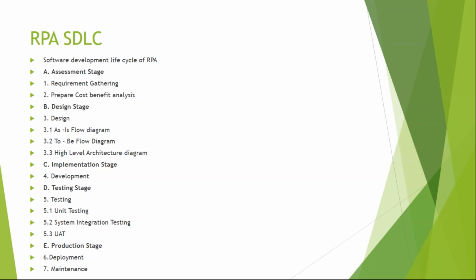As with other life cycles, the RPA life cycle also runs in a similar way. So we have an assessment stage where we gather the requirements. We have to understand the requirements of a project to get an understanding that, okay, this is the manual task which is going on right now, and this is what I need to automate using my RPA. Those types of requirements you have to gather in that assessment stage.